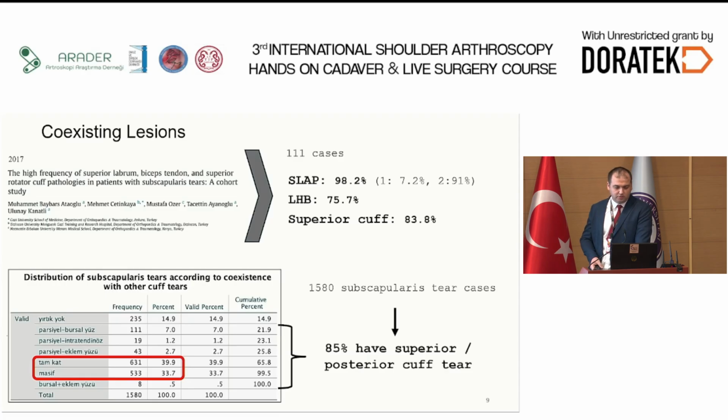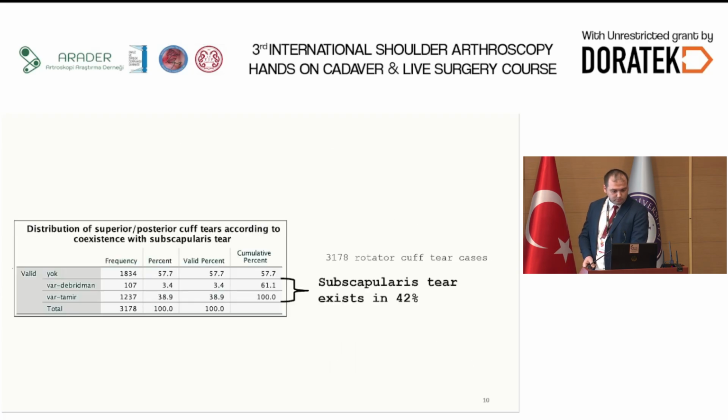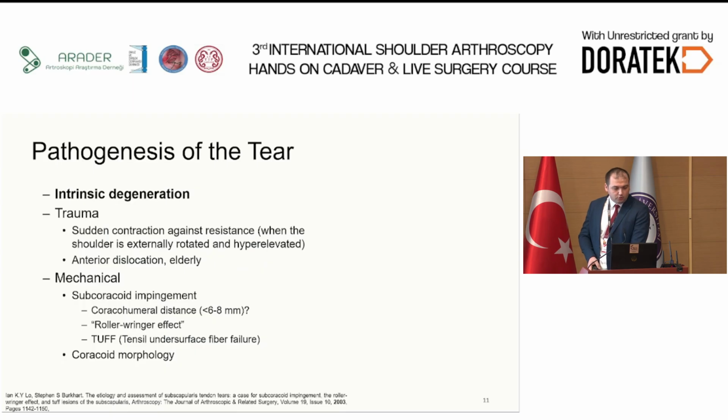Still, in 1,600 subscapularis tear cases, 85% of them have superior or posterior cuff tears. Also, out of more than 2,000 rotator cuff tear cases, 42% of them have subscapularis tear. So there is an increasing trend in our database as well. So how do these tears occur?